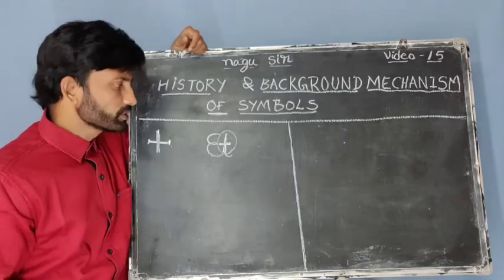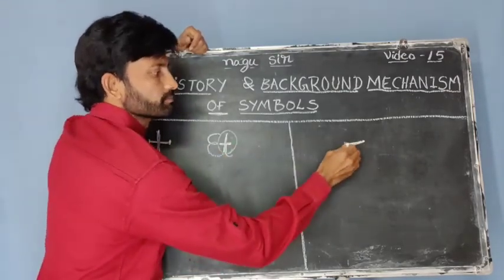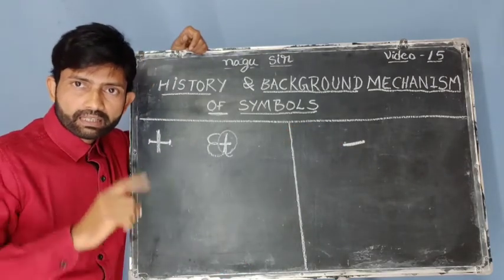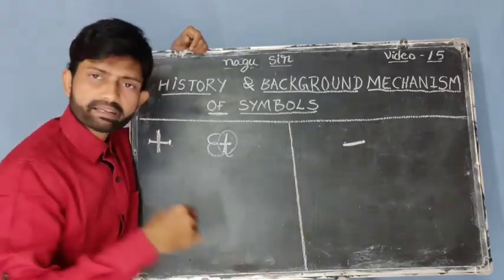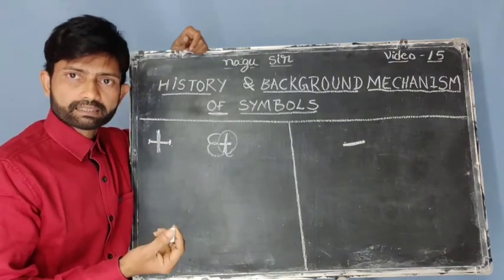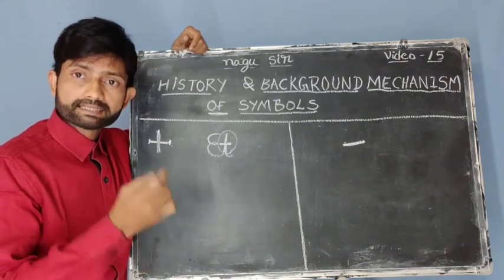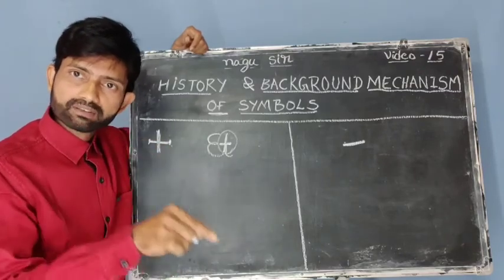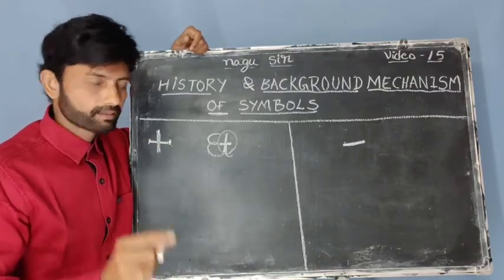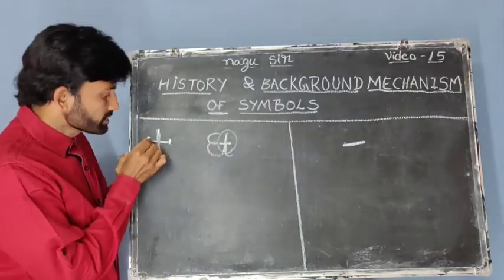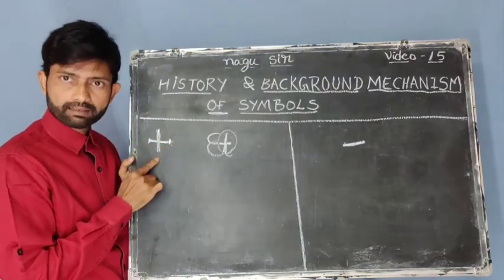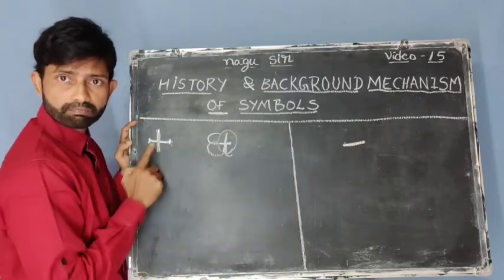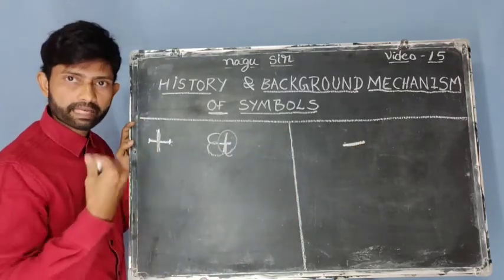Now I am going to move to the minus symbol. Actually, what is this minus symbol? The minus symbol indicates subtraction. Subtraction is nothing but a complete opposite operation of addition. Clear? So if you observe this plus symbol, the minus is nothing but an opposite symbol to this plus. How? Let me explain.